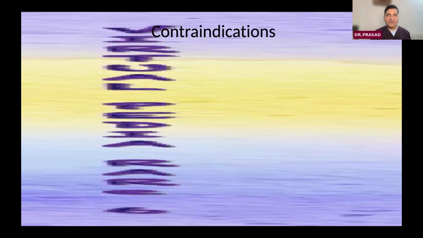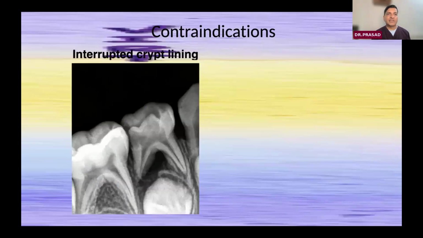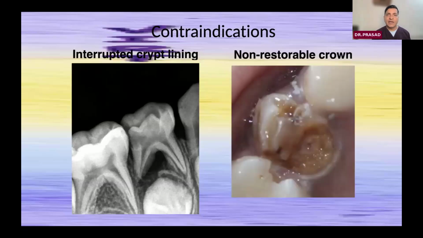The contraindications are very, very important. The first one is the interrupted crypt lining, which you can see over here, see the arrow. You can see the cryptic lining, which is the bony covering of the permanent tooth bud, destroyed because of the infection. So you should be cautious about selecting such cases. Then the crown: if the caries is subgingival, as you see over here, that suggests that if the tooth is not restorable with a crown, then it is not indicated for doing a pulpectomy. You better go for extraction and space maintainer.